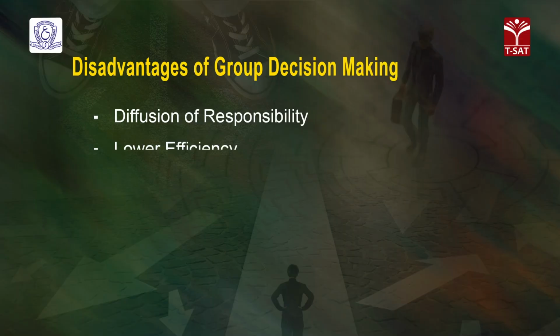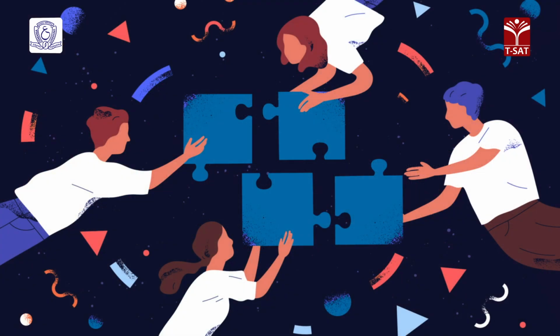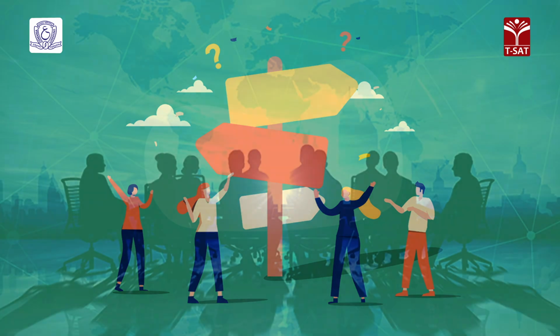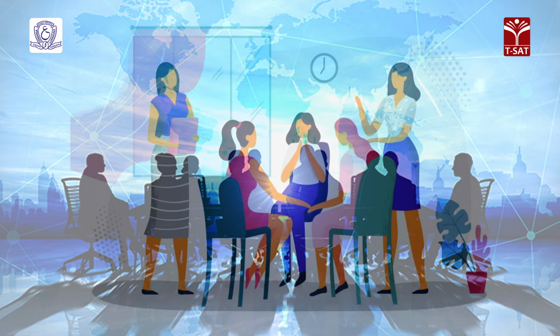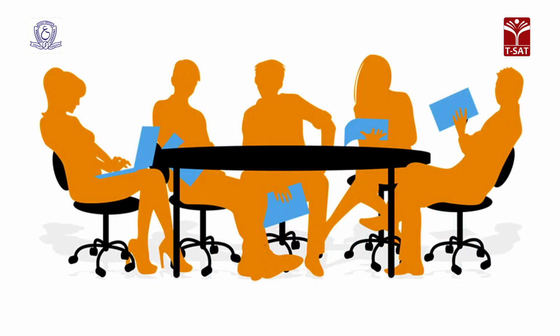The second disadvantage is lower efficiency. Group decisions can sometimes be less efficient than individual decisions. It takes additional time because there is need of active participation, discussion and coordination among group members. It is a time consuming process, and without good facilitation and structure, meetings can get bogged down even in trivial details that may matter a lot to one person but not to the others.